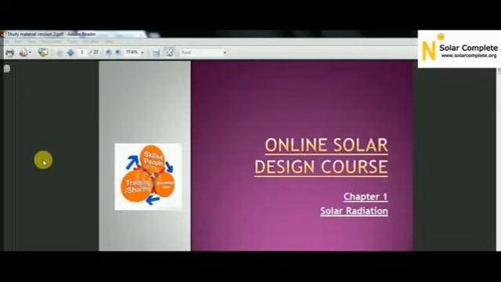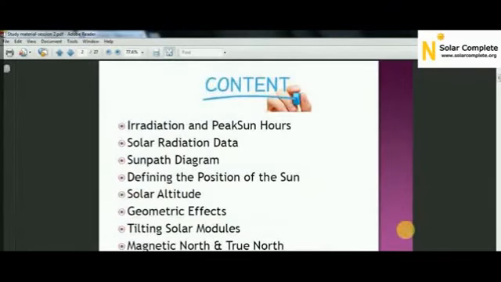So knowing about solar radiation is very important because this is the first initiation step to know about a solar power plant. Okay, let's see the contents of chapter 1. The first topic will be, of course, solar radiation.